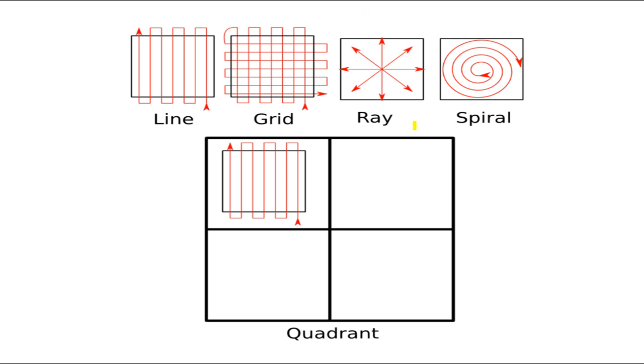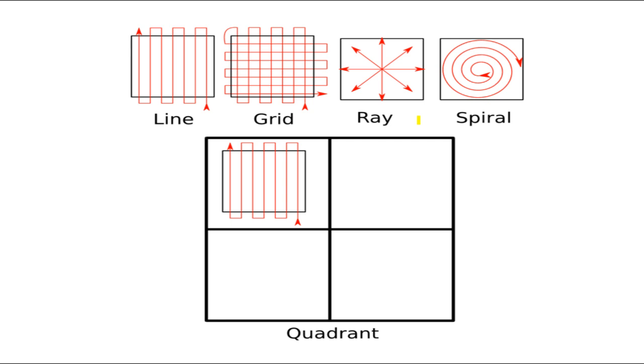If you have a large area and a lot of people, you do the ray search, where everyone starts in the middle and different people search at different angles, and eventually they cover the entire area. If you have a large area, you need a lot of people, and you do the ray search.